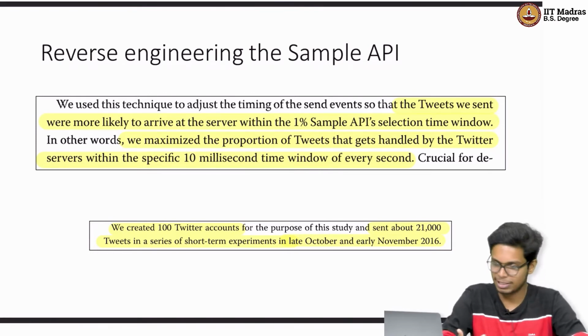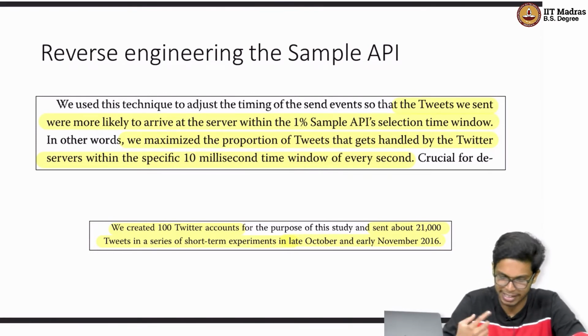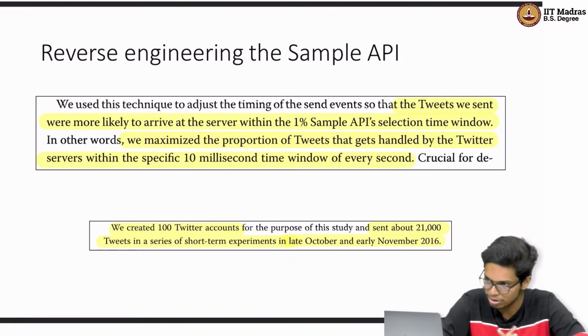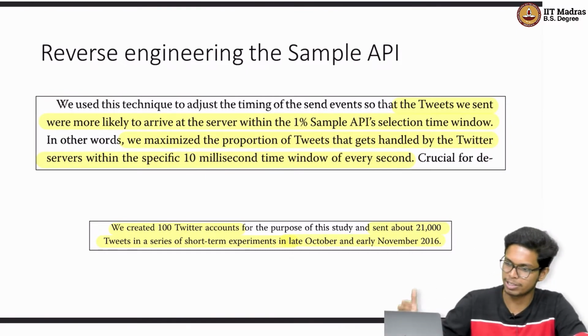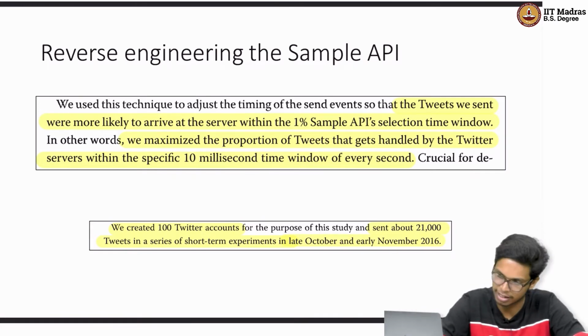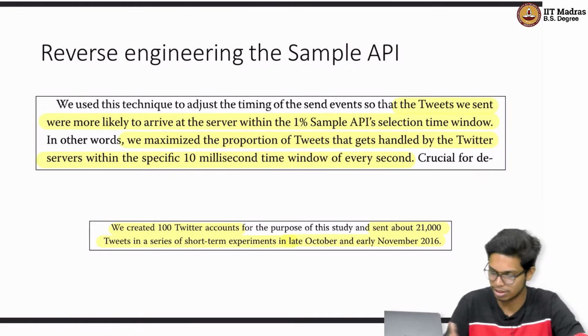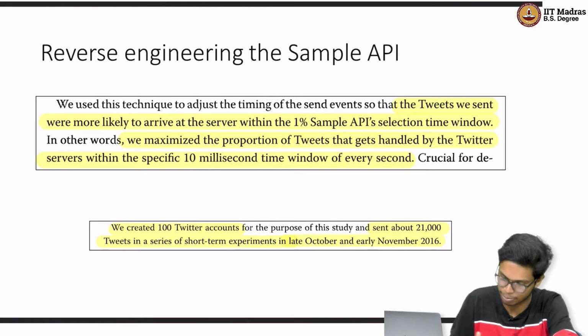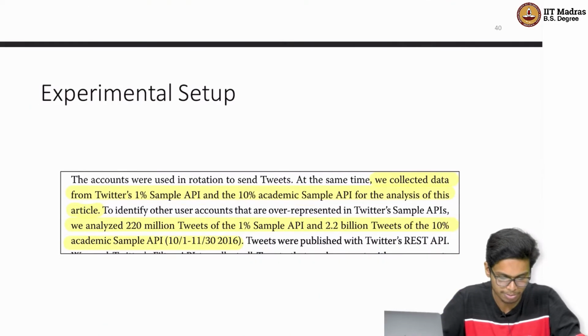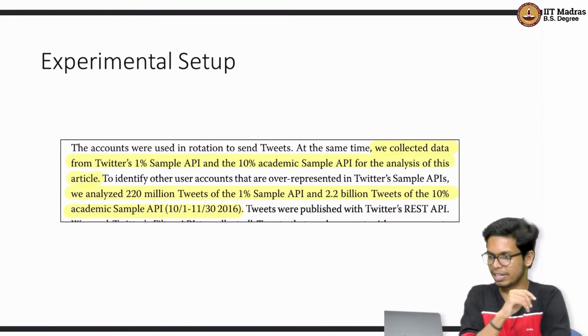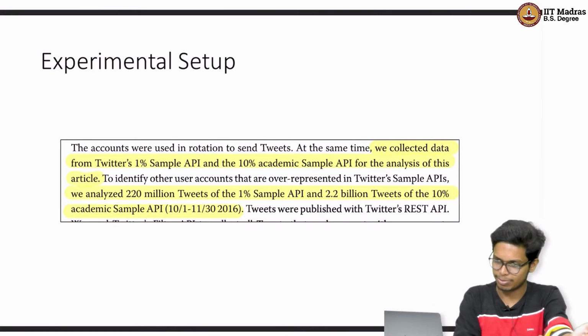So to conduct this experiment, the authors created 100 random Twitter accounts and they sent about 21,000 tweets in a series of experiments during the US 2016 elections, leading up to the Trump versus Hillary Clinton elections in 2016. So the experimental setup looks like this. I think it's pretty self-explanatory.